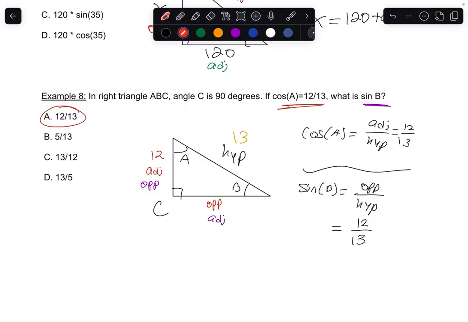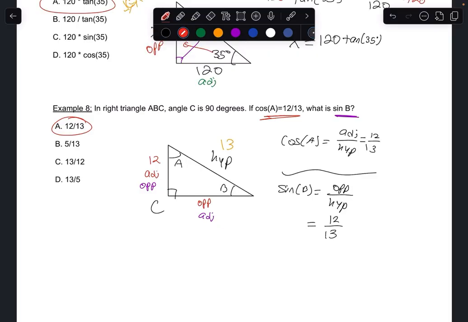It matters what we identify as the angle, especially when you make a right triangle. A little bit longer video, but it's totally fine because it was an important subject.